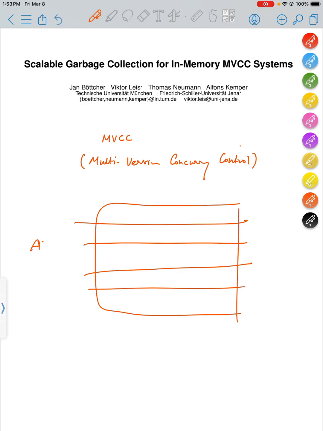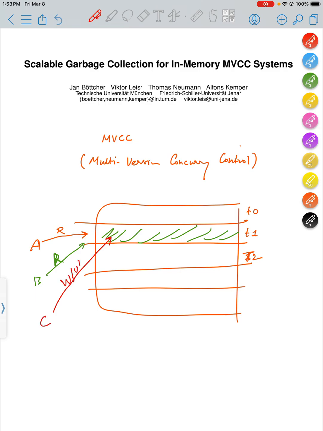let's say there's one guy who wants to read tuple 1. Now there's another person who also wants to read it. We know that if two people are reading the same tuple, there cannot be any issues because there's no changing and both can read it together. The problem happens when this third guy, C, wants to write or update or delete it.